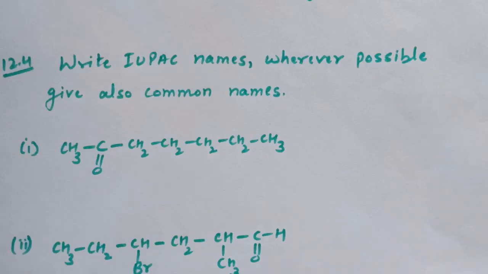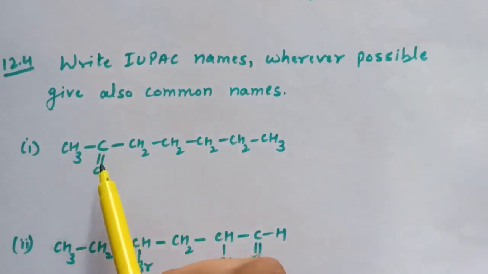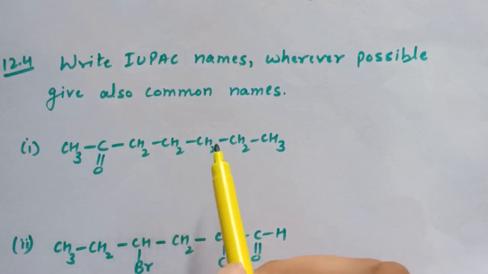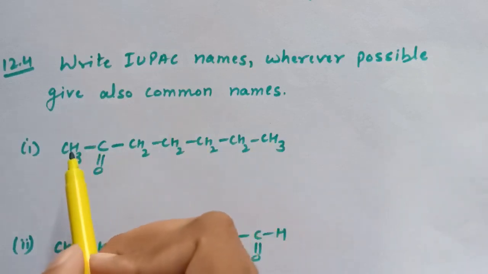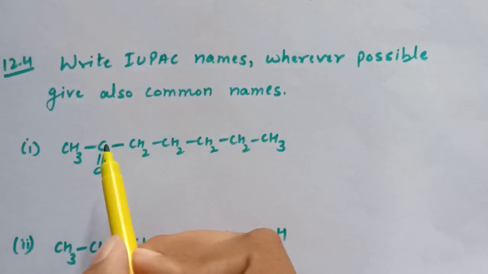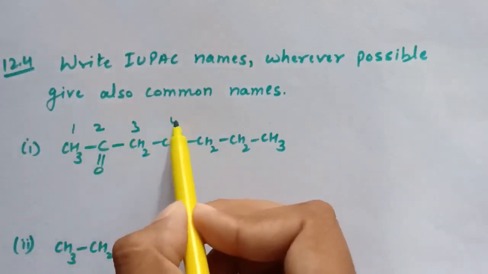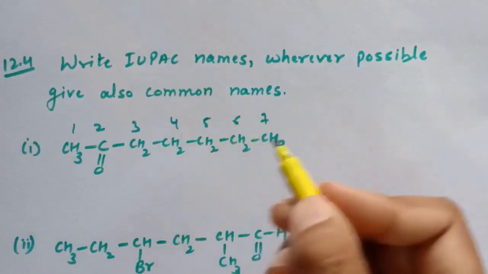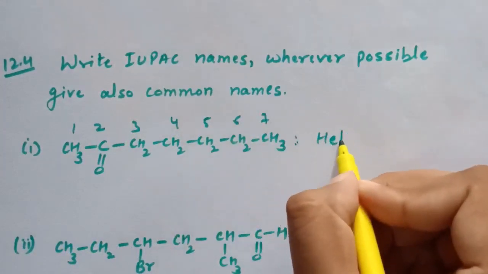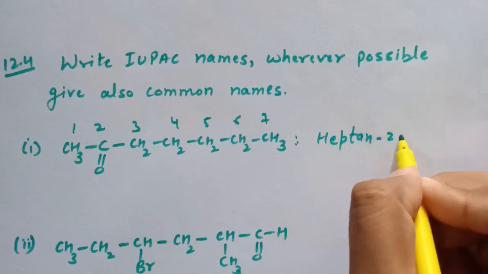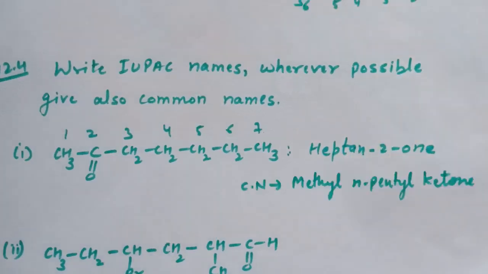Next question is question number 12.4. Write the IUPAC names wherever possible. Give also common names. First is CH3CO, C double bond O, CH2, CH2, CH2, CH2, CH3. So here two alkyl groups are attached with a carbonyl group and this is a ketone. So we'll start numbering from this side: 1, 2, 3, 4, 5, 6, 7. So the name is heptan-2-one, and the common name is methyl pentyl ketone.